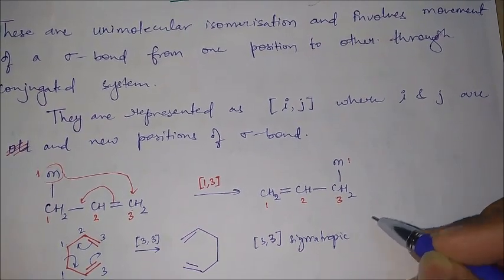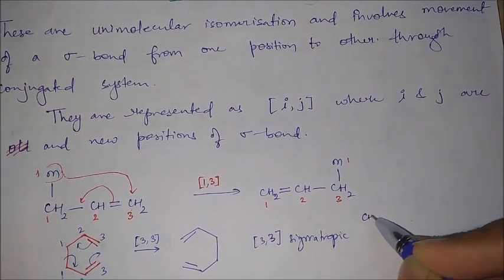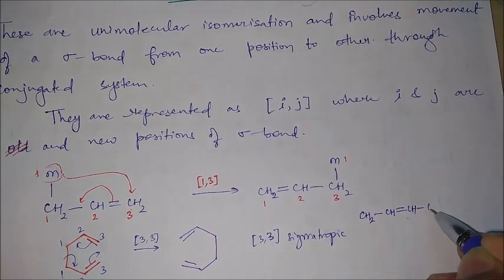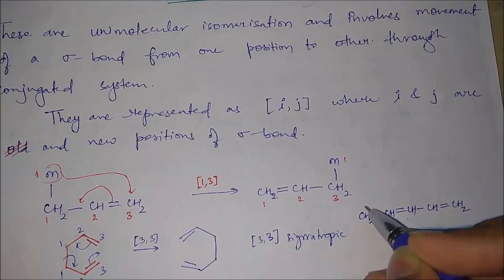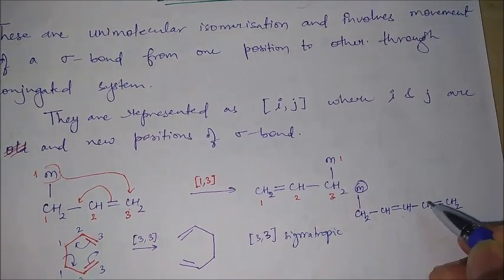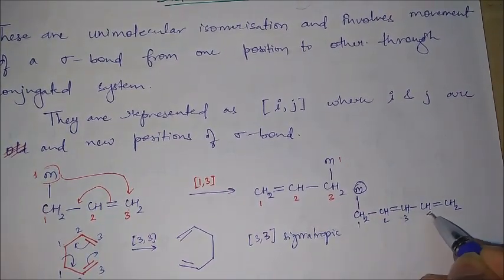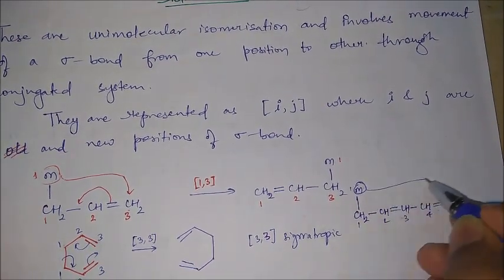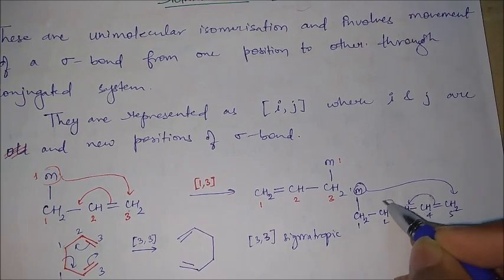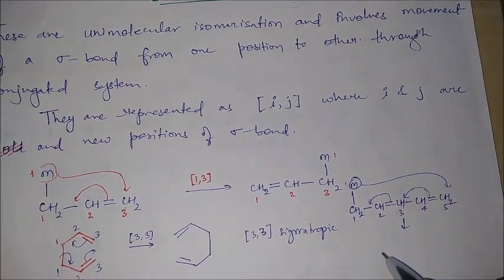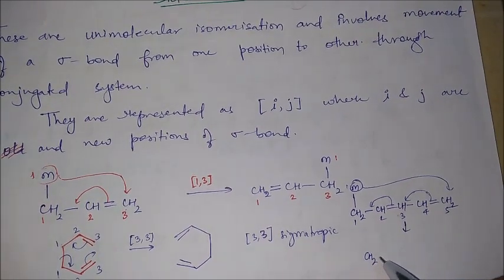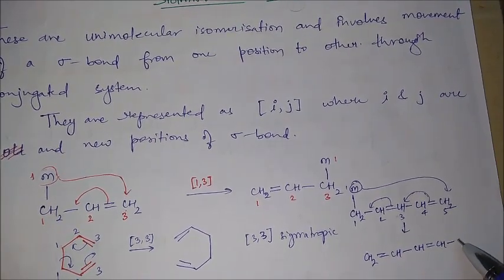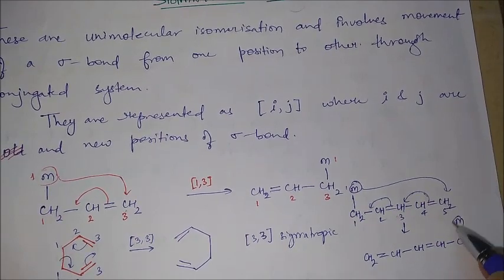So it could be seen in the molecule somewhat like this. I'll just draw it over here. So you can have CH2, CH double bond, CH single bond, CH double bond, CH2, and you can have a migrating group like this. Now it can move from 1, 2, 3, 4, 5. So it can move here, and this will move here, and this will move here. So what you will get in the product is CH2 double bond CH single bond CH double bond CH single bond CH2 and M. So this will be the migrating group.